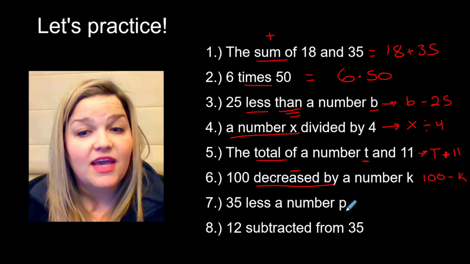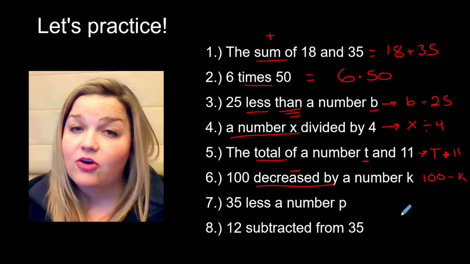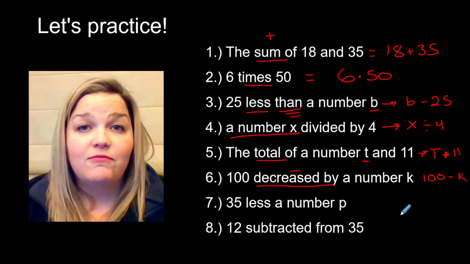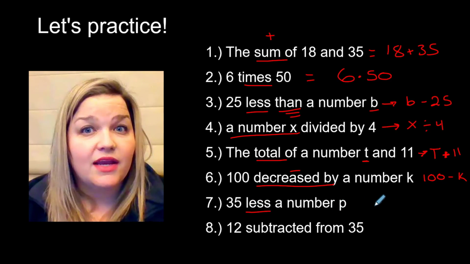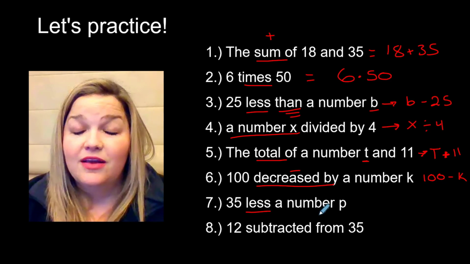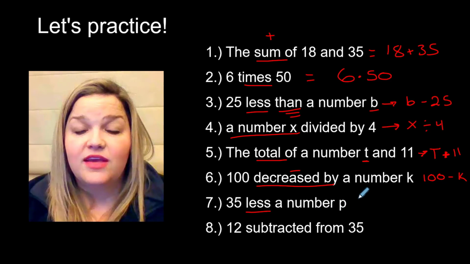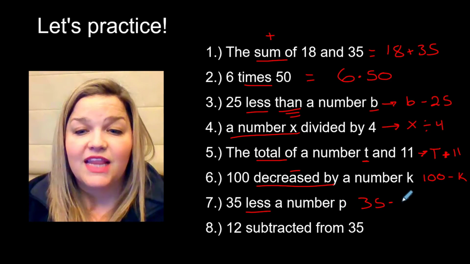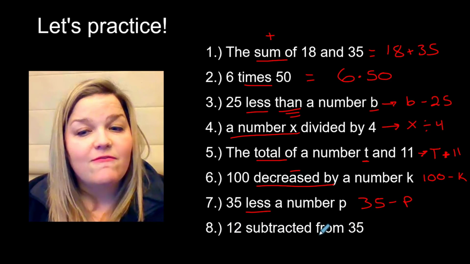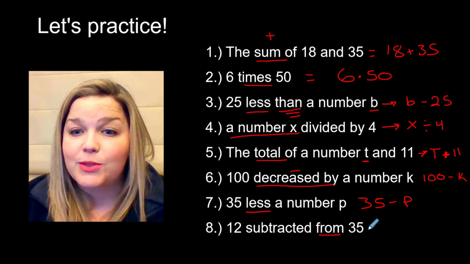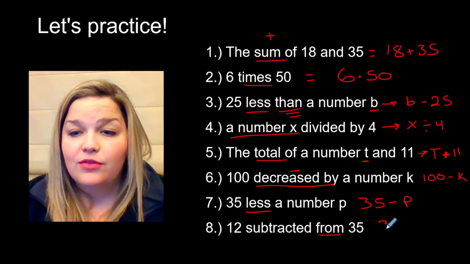35 less a number p. Be careful. They didn't say 35 less than. They just said 35 less a number p. So this is not a switch word situation because the switch word is than. So we're going to say 35 less p. And lastly, 12 subtracted from 35. Be careful. From is one of those switch words. So we are going to do 35 minus 12.